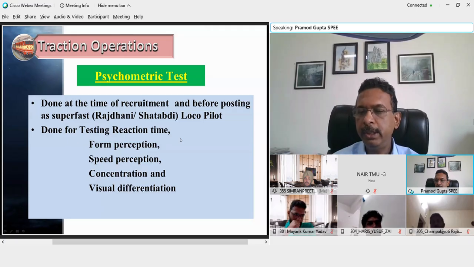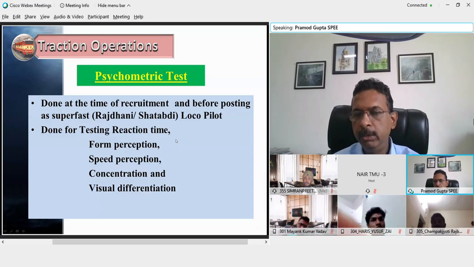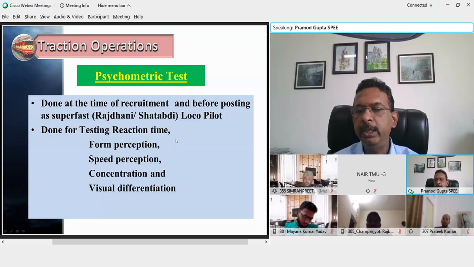The first one is the reaction time. He should be very alert and should be able to take a decision on a split second basis. There are some examples of why we need faster reaction time, such as a situation when the aspect of the signal gets changed. It becomes from green, it immediately jumps to red, and he is supposed to apply the emergency brakes.